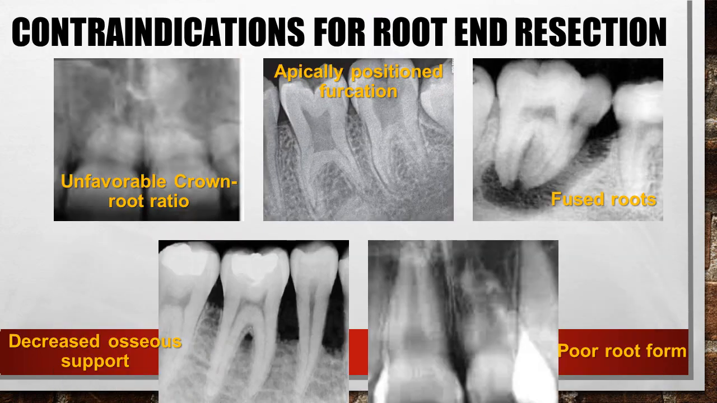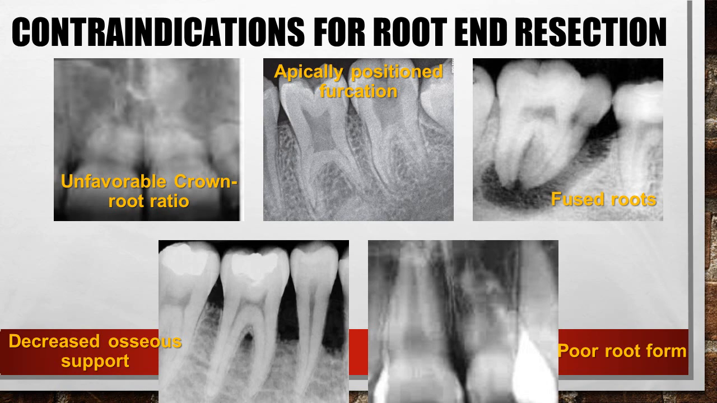The contraindications for root end resection, when you are supposed to think twice before attempting surgery. The first is the unfavorable crown root ratio. If you remember, you have to do something called root resection, in which you remove 3 mm of the root surface from the tip of the root. In the first photo, the root length is very short, probably only around 5 to 6 mm. If you go ahead by removing 3 mm, what is going to be left of the tooth structure? Nothing. So in such cases, we do not wish to do a root resection.